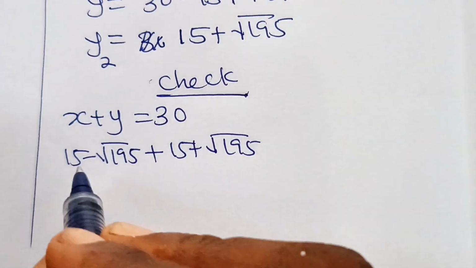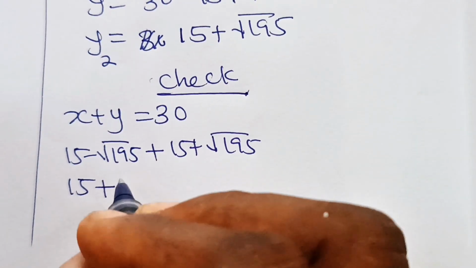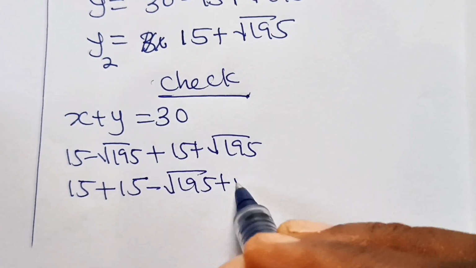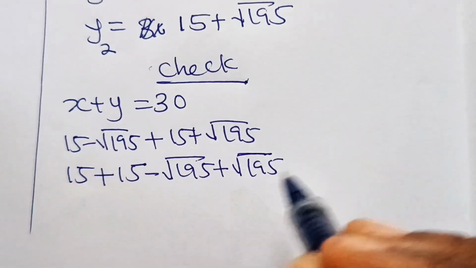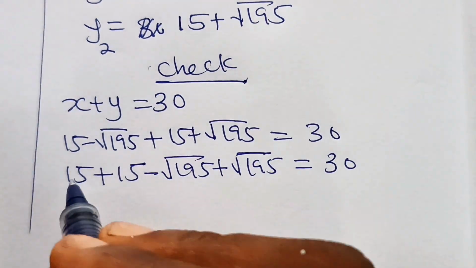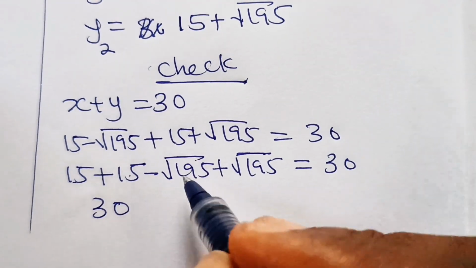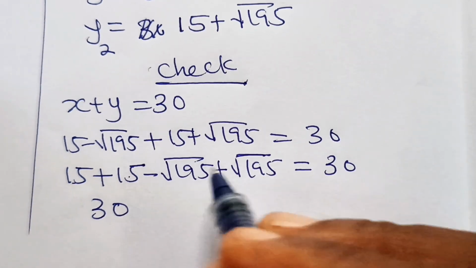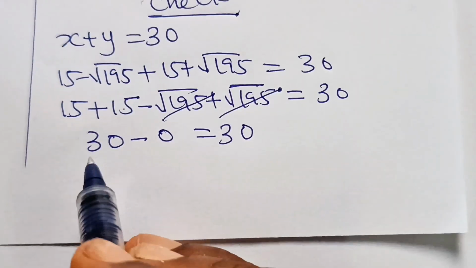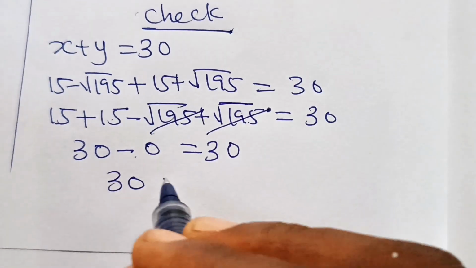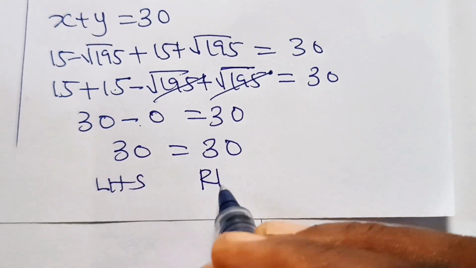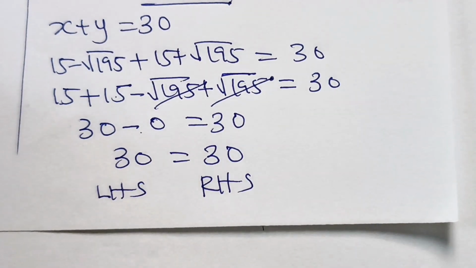Now we collect like terms. We have 15 plus 15, and we have minus root 195 plus root 195. Is this actually equal to 30? Now 15 plus 15 is 30, and minus root 195 plus root 195 gives us 0. So we have 30 minus 0, which is 30. So you can see that 30 is equal to 30. The left hand side is equal to the right hand side. So that shows that the answer we got is right.